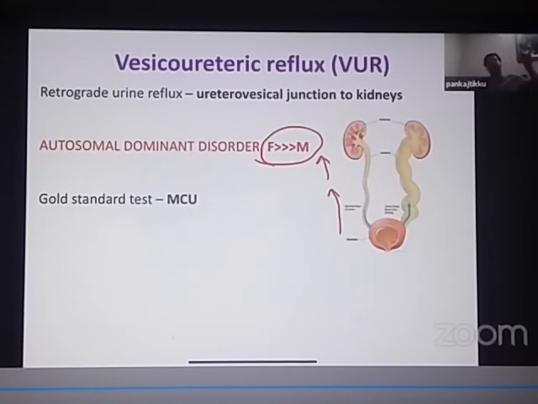So an older child in the family had a vesicoureteric reflux. The chances are the next child in the family may again have a vesicoureteric reflux. So it's a disorder which runs in families. And which is the best way to identify a vesicoureteric reflux? I told you the gold standard test is the micturating cysto-urethrogram. It is also known as VCUG, voiding cysto-urethrogram. This is the gold standard test to identify a vesicoureteric reflux.